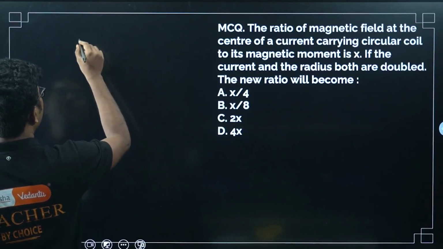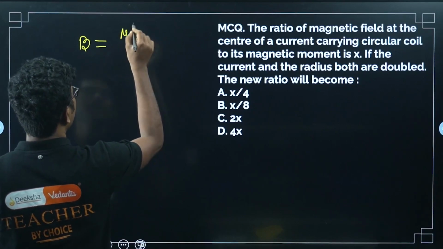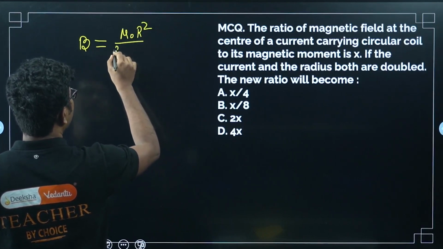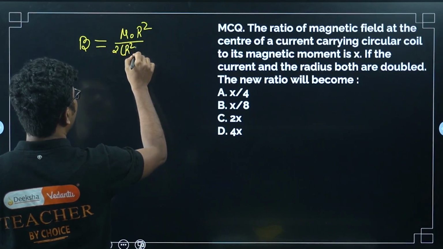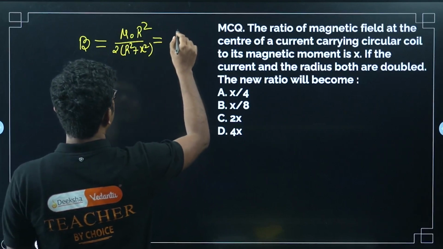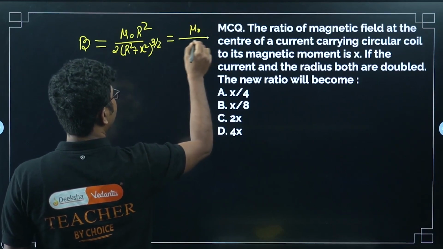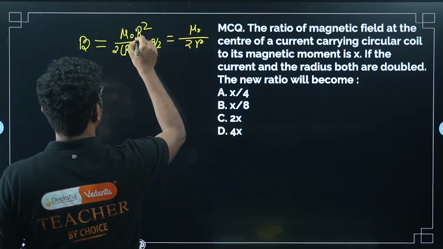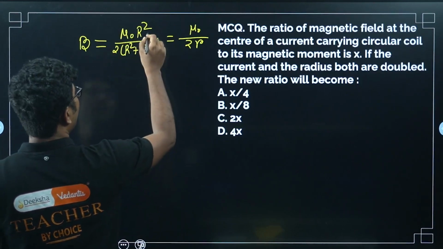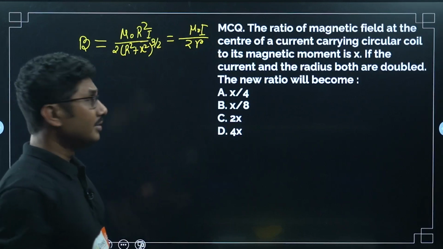Okay, now we know that B at the center of a coil is given by mu naught r square by 2 times (r square plus x square) to the power 3 by 2, right? Now at the center x is 0, so we can write this as mu naught divided by 2r, times I. There was an I here, obviously, since it is a current carrying loop, so current should be there. So mu naught I by 2r is the magnetic field.